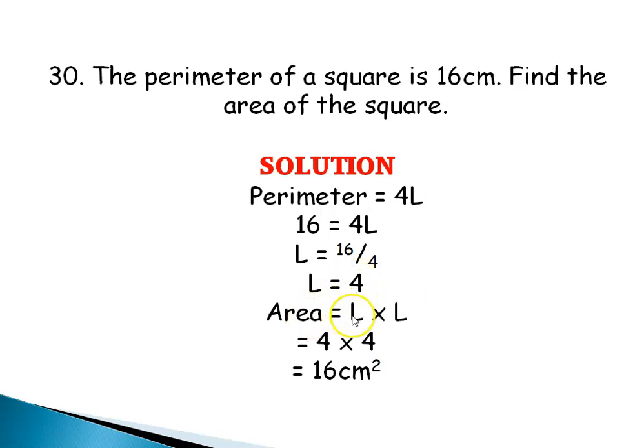Now that we know the length, we can calculate the area. Area of a square is length times length. So 4 times 4, 16 centimeters squared is the area of the square.